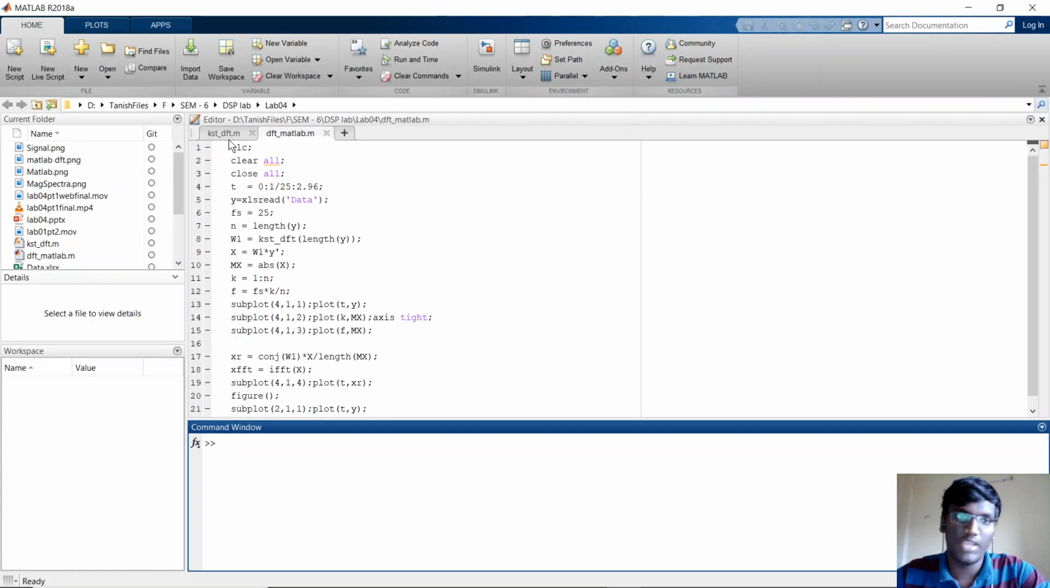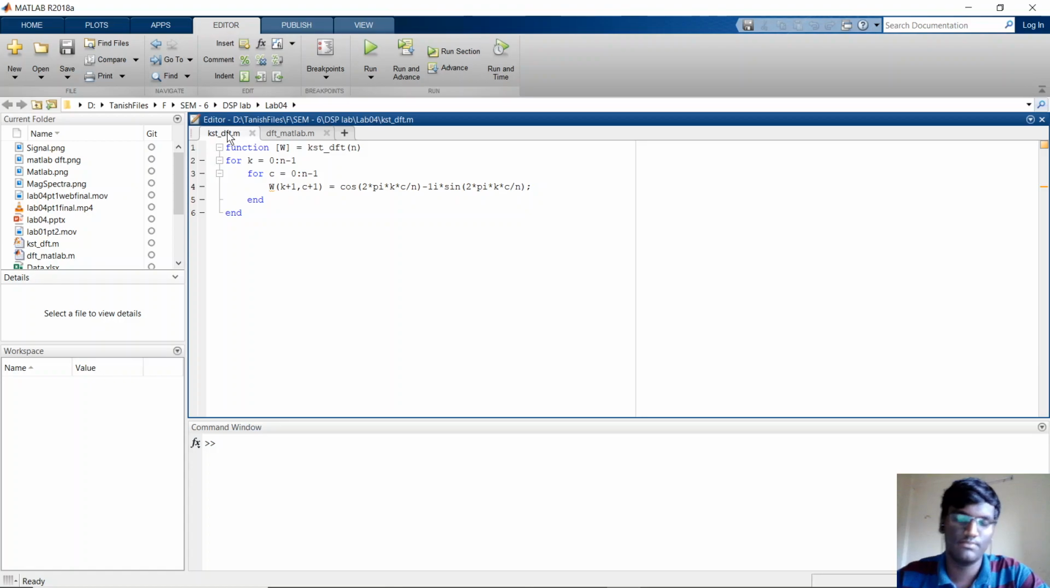In MATLAB we can represent complex numbers, so there's no need for taking two matrices. The same idea here: take two for loops and multiply cos and sine. Cos 2 pi kn by N minus j sine 2 pi kn by N. K is the k from the formula, n is the small n from the formula, and N is the capital N from the formula.